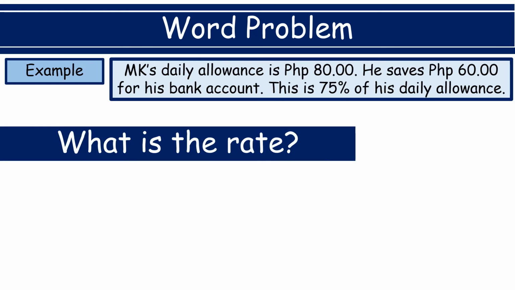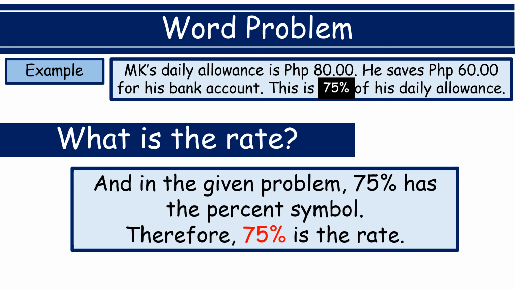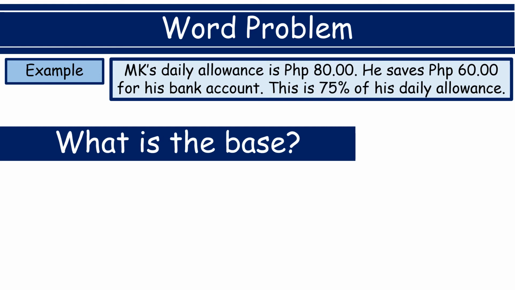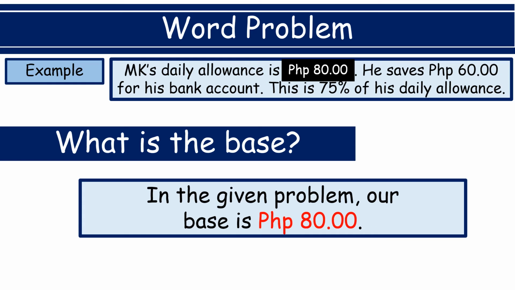The next question is, what is the rate? Based on our definition, rate always has the percent symbol and it is the number compared to 100. In the given problem, 75% has the percent symbol. Therefore, 75% is the rate. For the third and last question, what is the base? Again, base is the number that represents the whole or the entire amount. In the given problem, our base is 80 pesos.